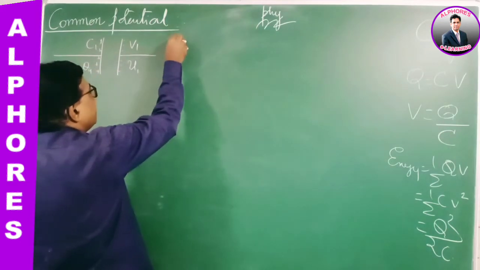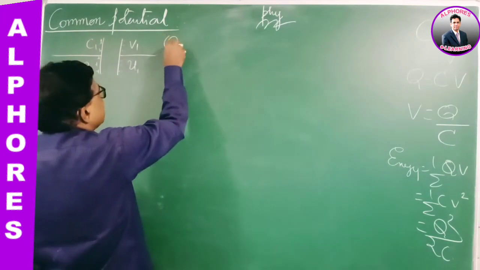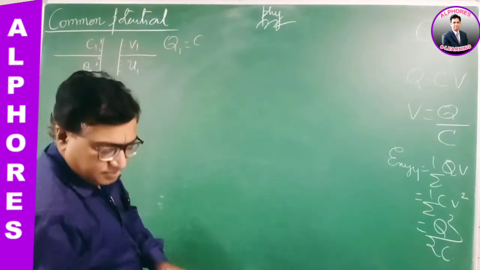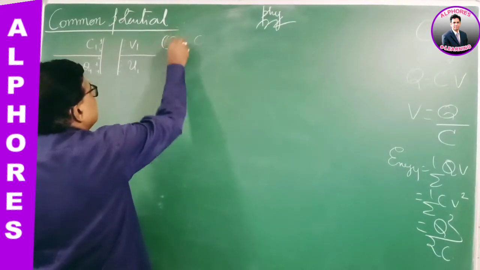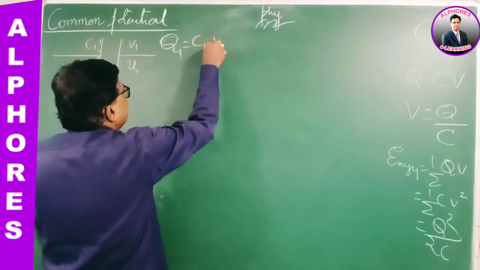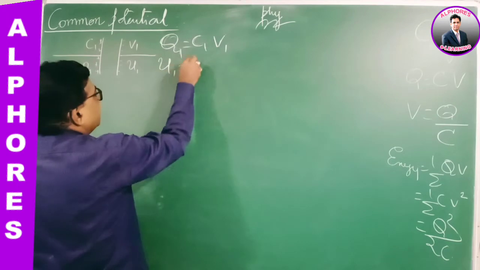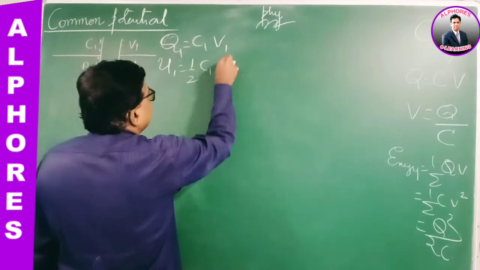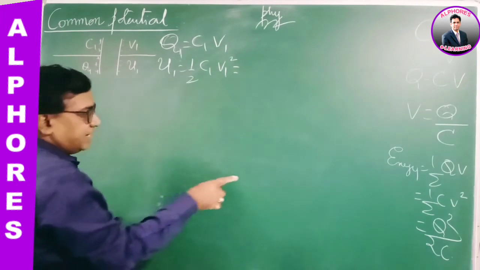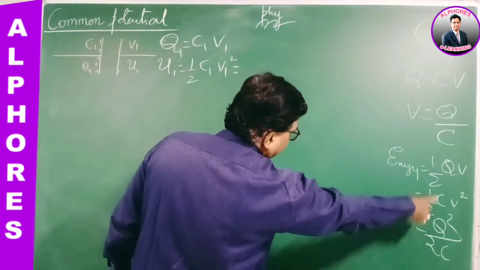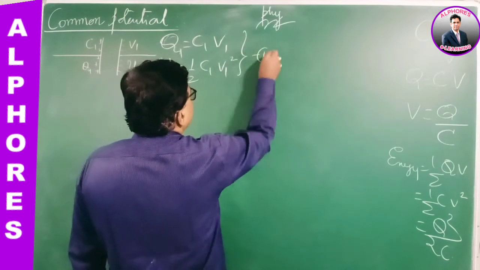Then we know, according to the definition, C is equal to Q by V. So the charge stored Q1 is C1 into V1. And the energy stored is half C1 V1 square. Right? You can write half C1 V1 square, or Q square by 2C, or half QV, anything. Let this be equation 1.